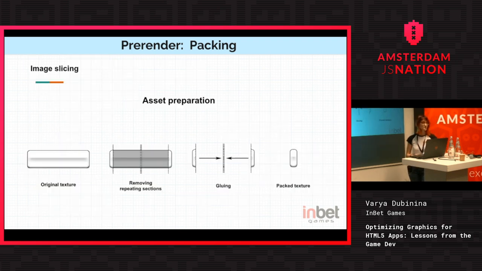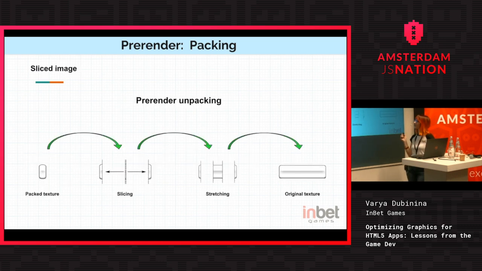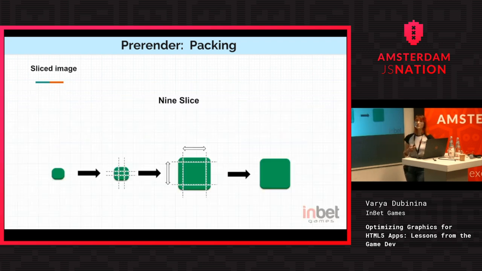For buttons, a special technique called image slicing can be used to further reduce the size. This method of compression allows us to remove all the repeating sections, leaving only the sides and a small slice of the middle. This is the process of unpacking such a button carried out by the pre-render module. Another cool method for packing simple buttons is called 9-slice. So here we cut the button into 9 sections, from which only the corners remain unchanged, but all the other sections are stretched accordingly.